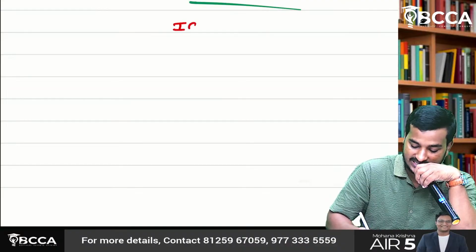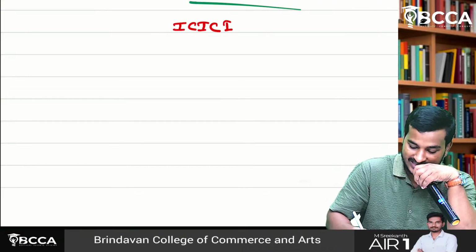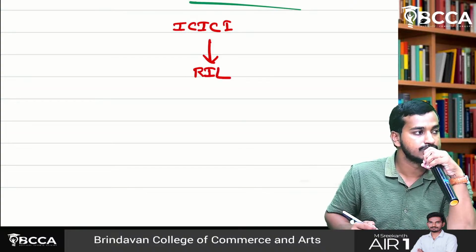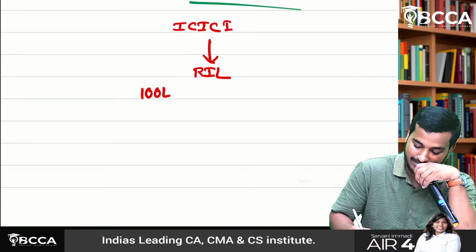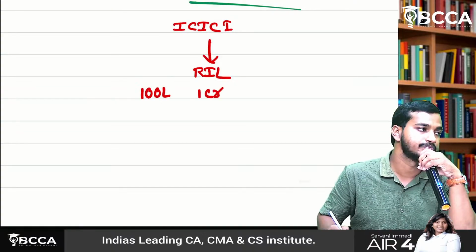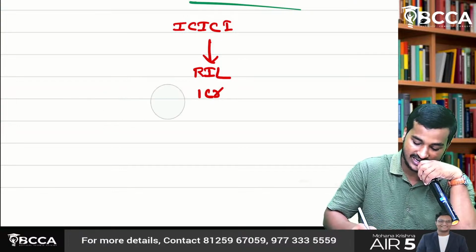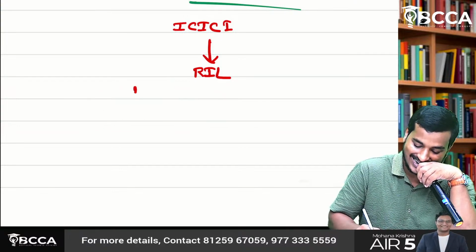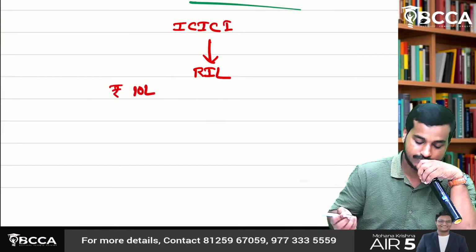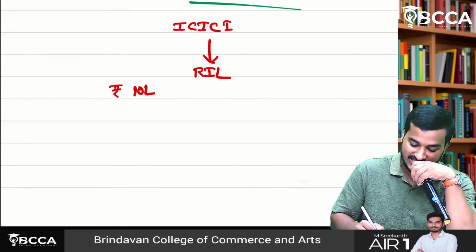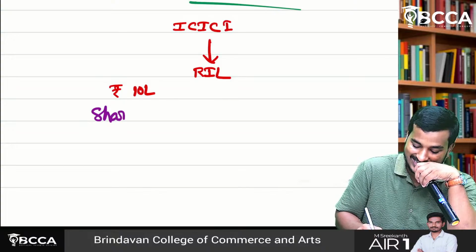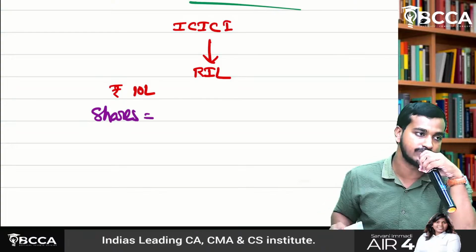ICICI Bank has given a loan to Reliance Industries Limited. The loan amount is 100 lakhs, nothing but 1 crore. Or for simplicity, let's take a small amount: 10 lakh rupees is the loan amount. The security is their shares. Shares of Reliance company are the security.